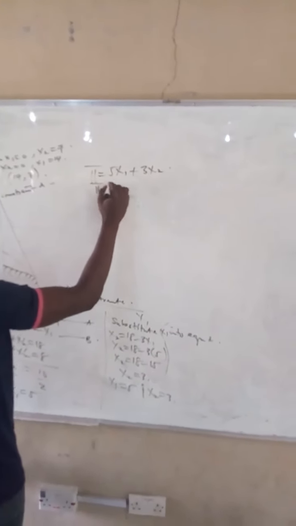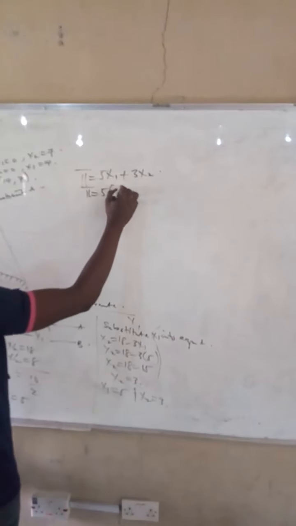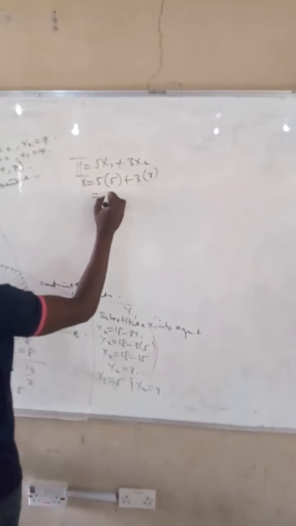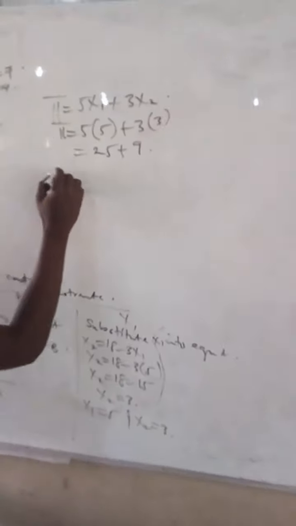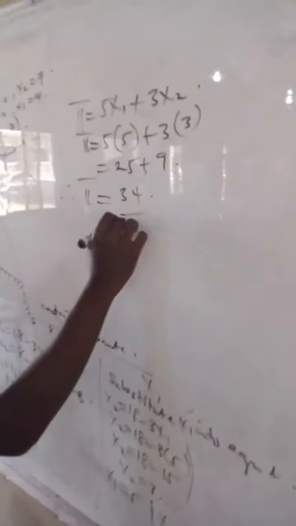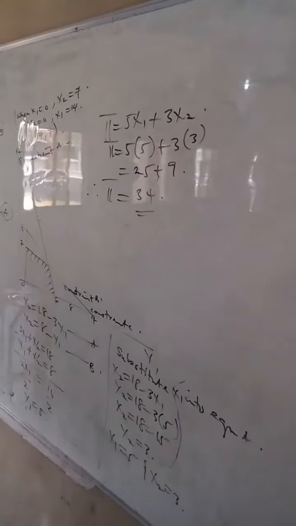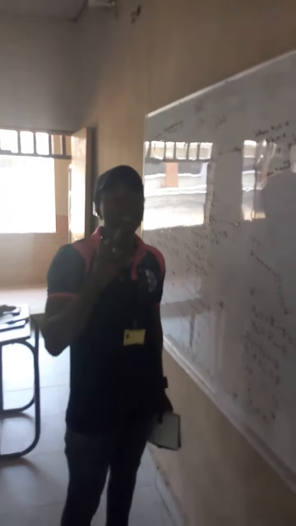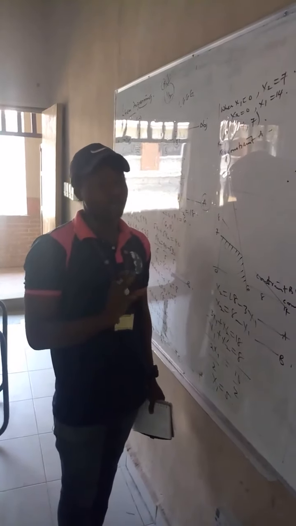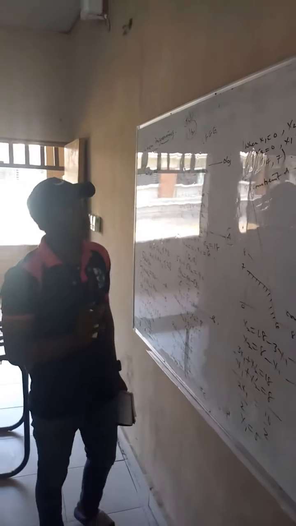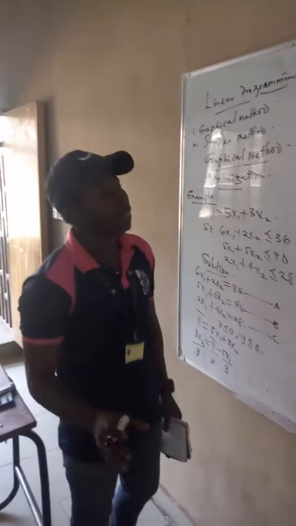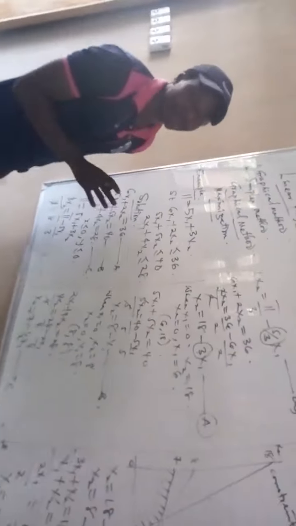So you can say therefore this is 5 times x1, which is 5, plus 3 times x2, which is 3. So we are having 25 plus 9. Therefore profit equals 34. So that is just the final answer using the graphical method. At the same time we can do the simplex method and arrive at the same answer. Do you understand? Alright.